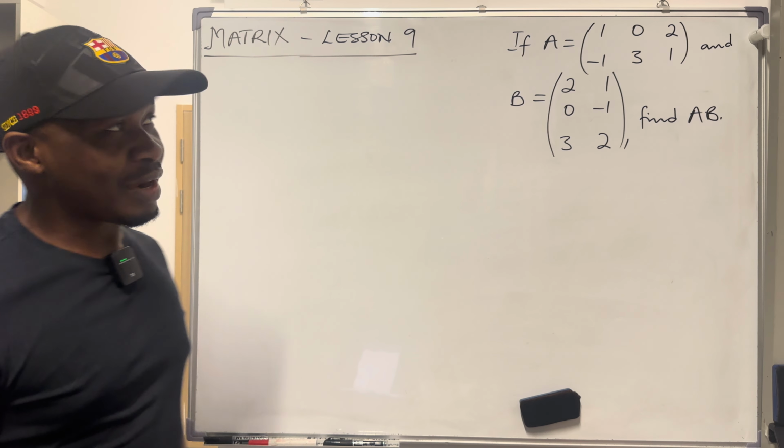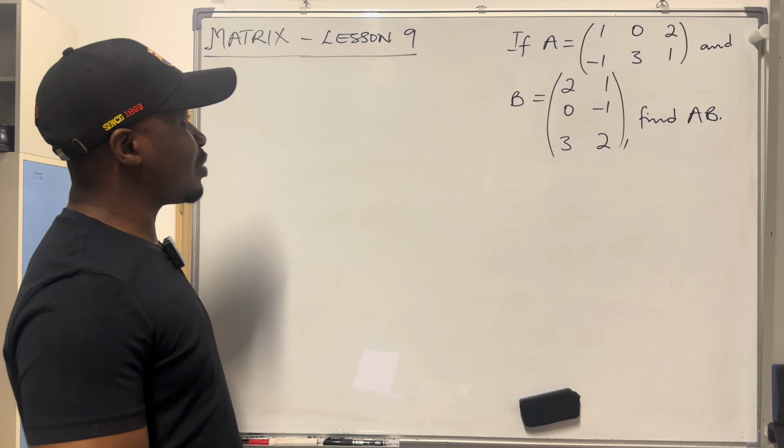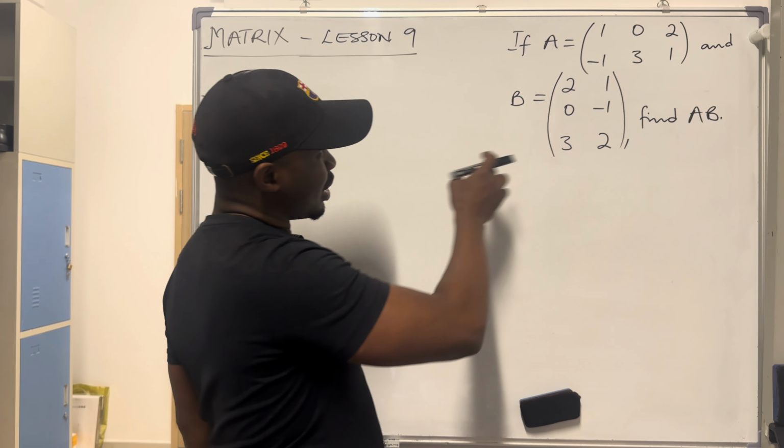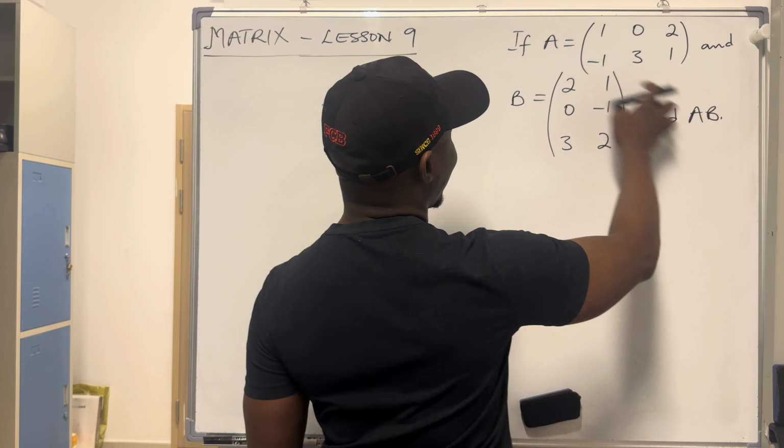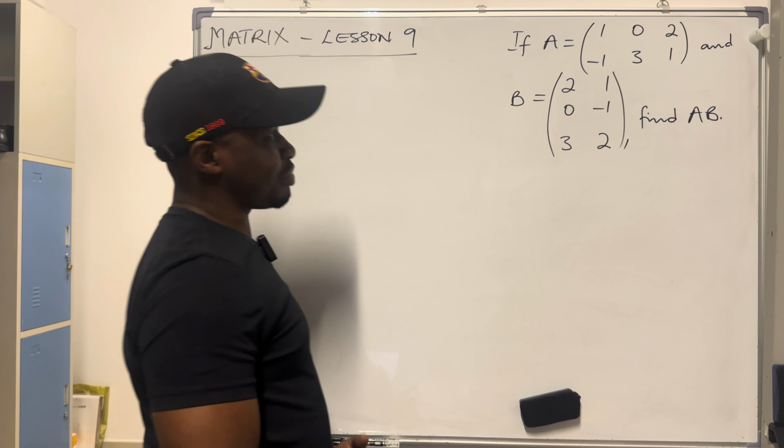Hi everyone. We have the ninth class for matrices. Today we are to find AB when A and B are given.